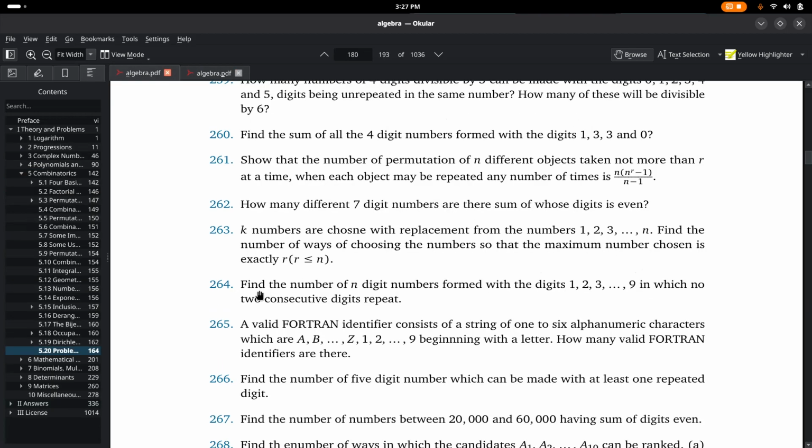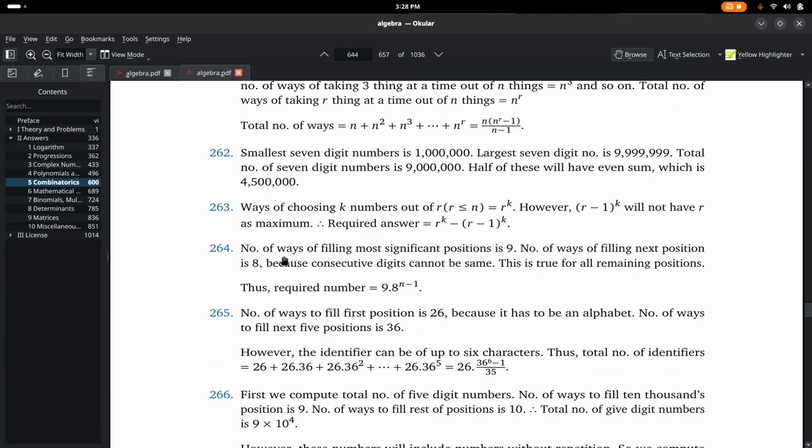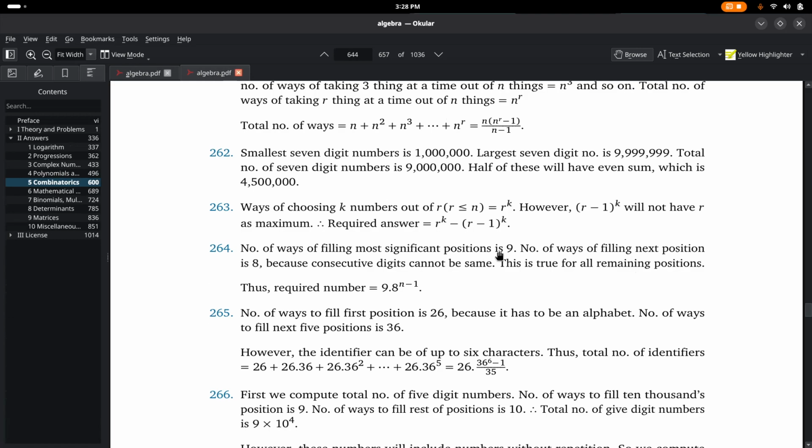Question 264 says: find the number of n-digit numbers formed with the digits 1, 2, 3 through 9 in which no 2 consecutive digits repeat. So the number of ways of filling the most significant digit is 9, 1 through 9. So 9 digits are here, so the most significant digit can be filled in 9 ways.